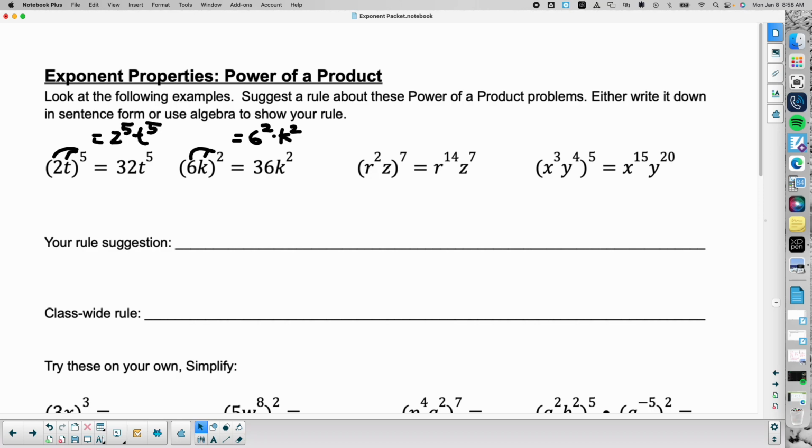Maybe I'll show the next example just in case you need it. This one says r squared z to the first, and you're always welcome to write a 1 if you want, it makes it easier. If you have a 7 out front, that 7 is going to be applied to both. So r squared to the 7th, you multiply and get 14. And then z to the first to the 7th, you multiply and get 7. It's going to start feeling more difficult when all the different things are put together. Each one on their own is easy.